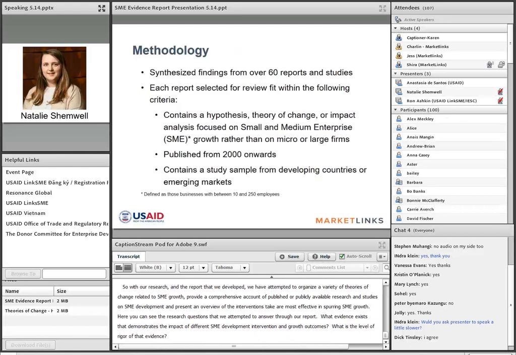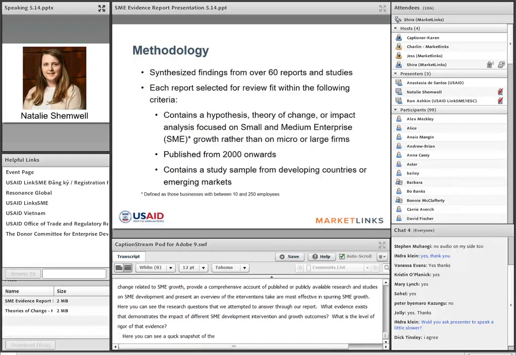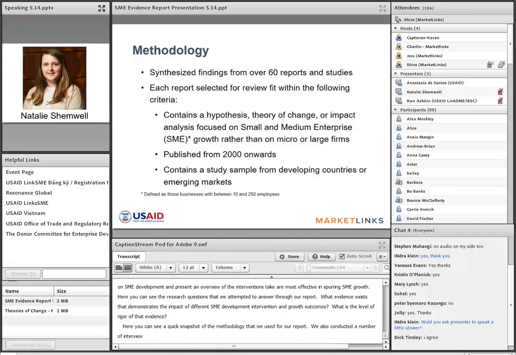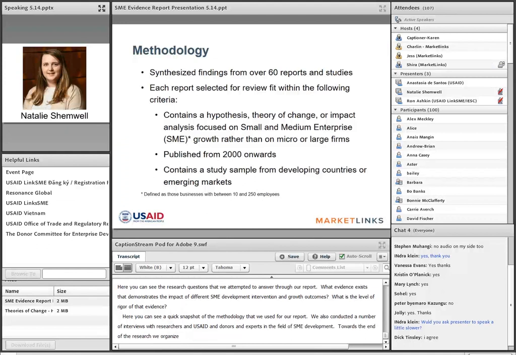So here you can see a quick snapshot of the methodology that we used for our report. We also conducted a number of interviews with researchers and USAID and donor experts in the field of SME development. And then towards the end of our desk research, we also organized a donor roundtable to discuss and validate an initial set of findings and implications that we identified through our research.